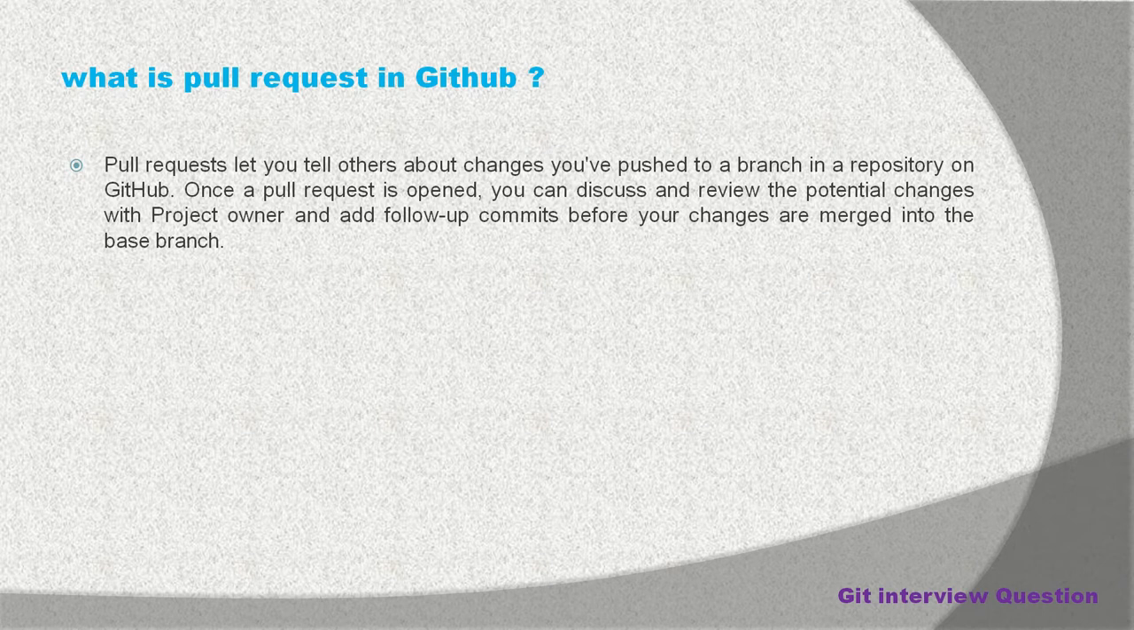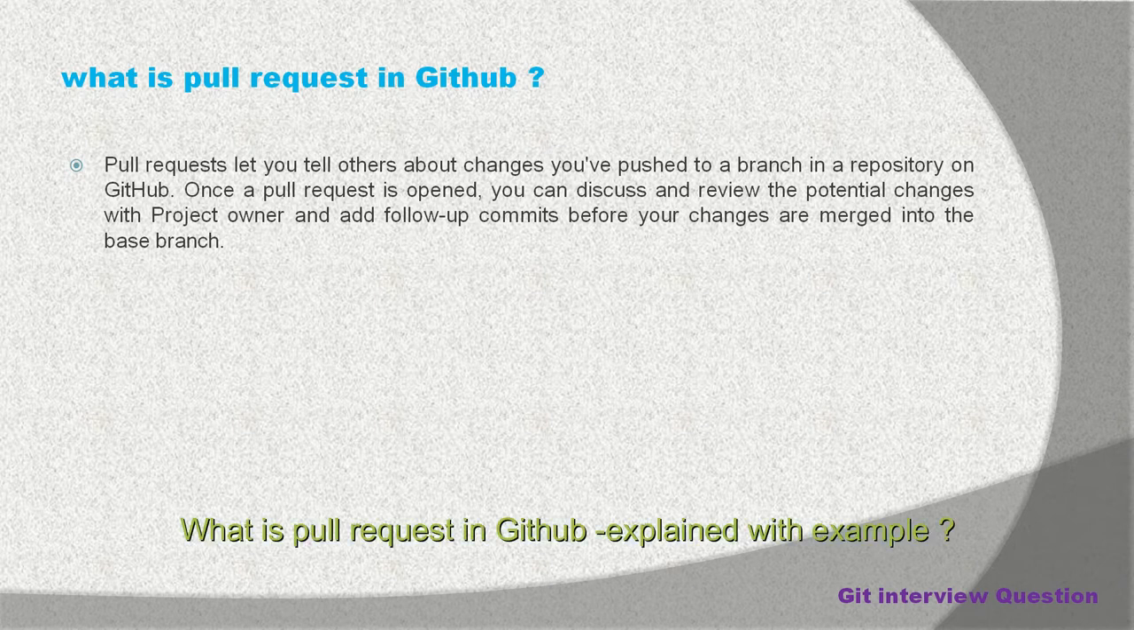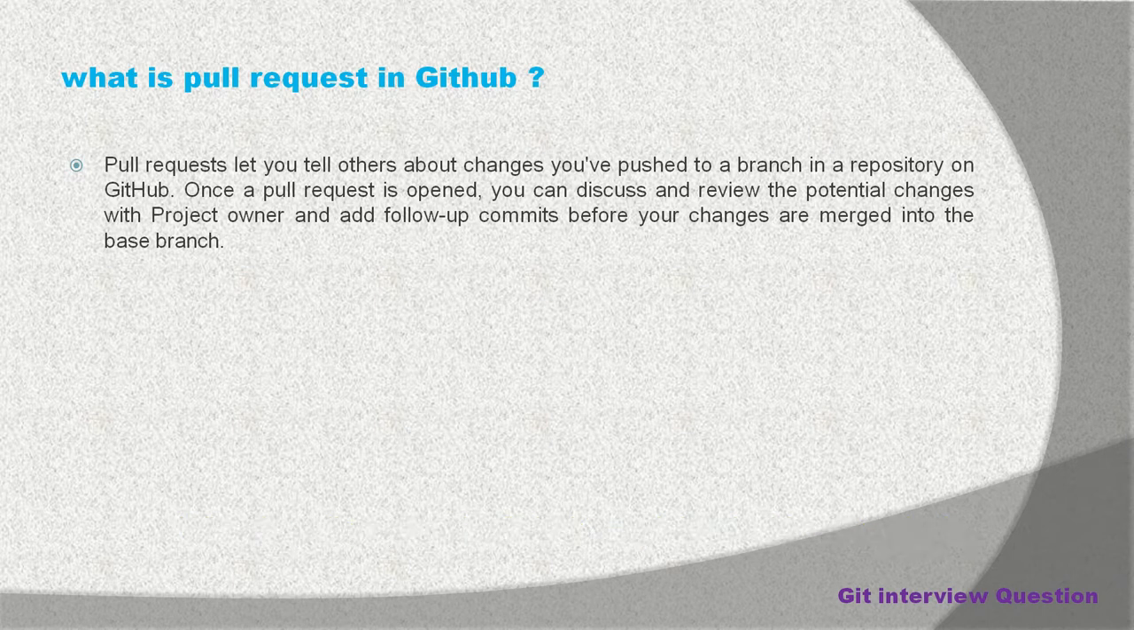Pull requests let you tell others about changes you have posted to a branch in a repository on GitHub. Once a pull request is opened, you can discuss and review the potential changes with the project owner and add follow-up commits before your changes are merged into the base branch.